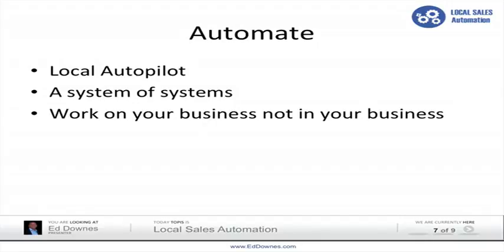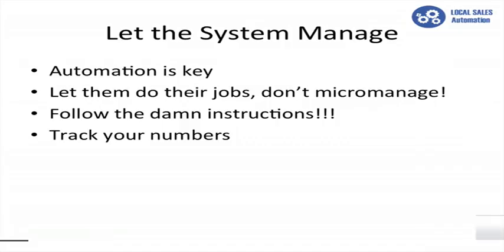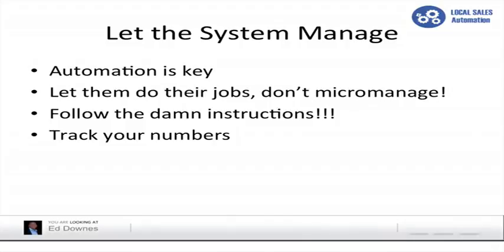So keep that in mind. You should live by those words. Let the system manage. Automation is key. Let your employees do their jobs. Don't micromanage. If they're not performing, let the system put them on a performance plan and then counsel them right out the door and replace them. But let the system run the business.